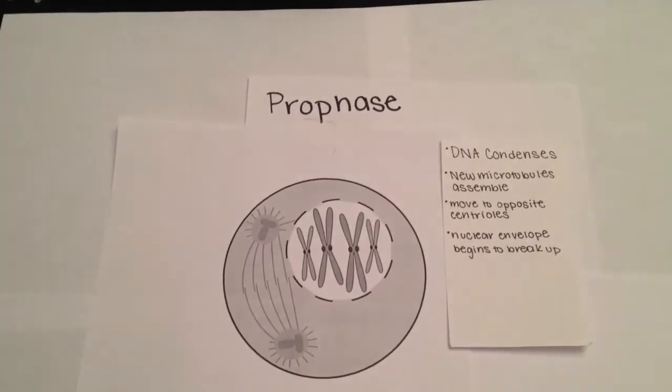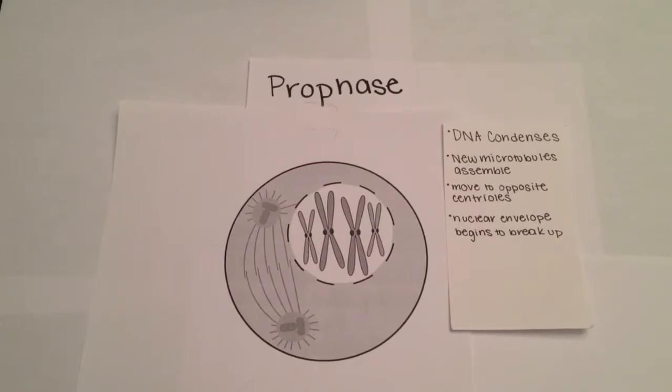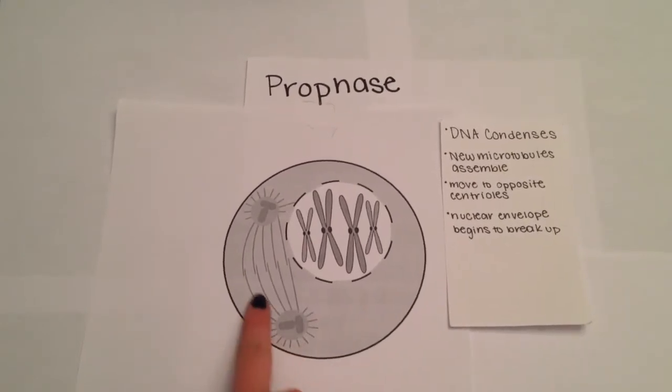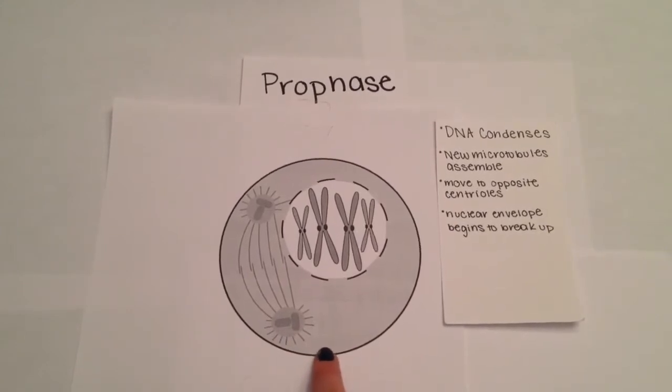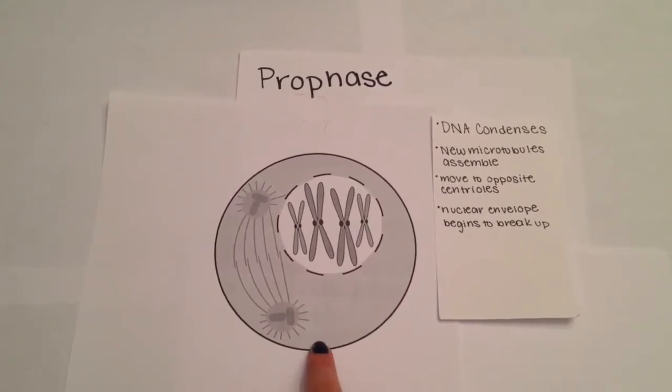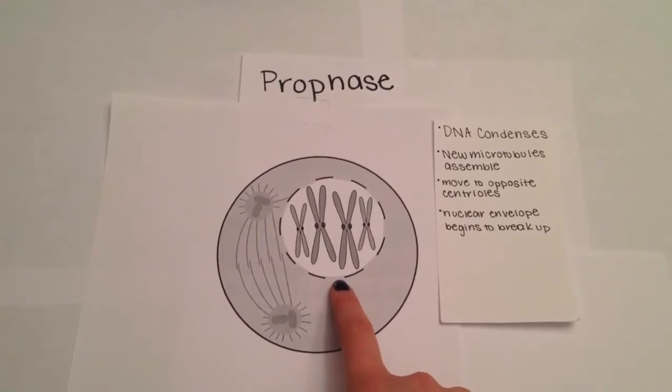The first stage of mitosis, called prophase, is when the DNA begins to condense. You can see here that new microtubules are assembling, and then they will move to the centrioles at opposite ends of the cell. You can also see here that the nuclear envelope is beginning to break up.